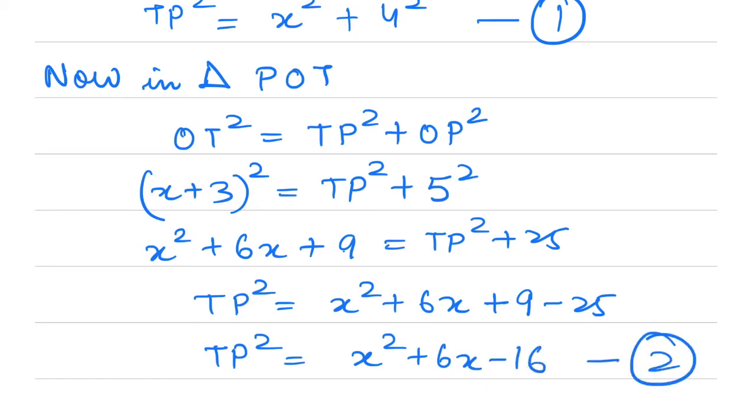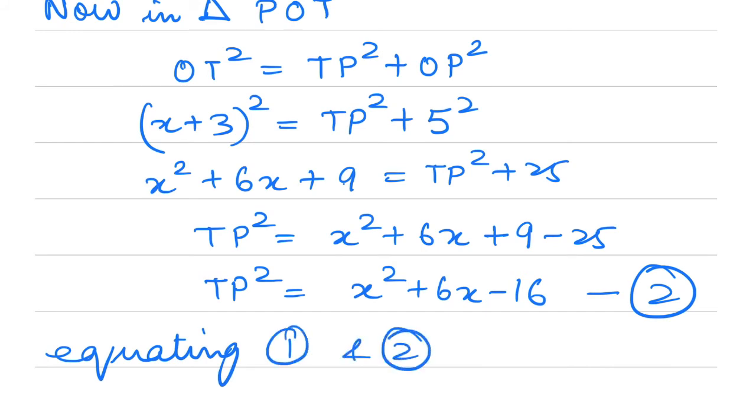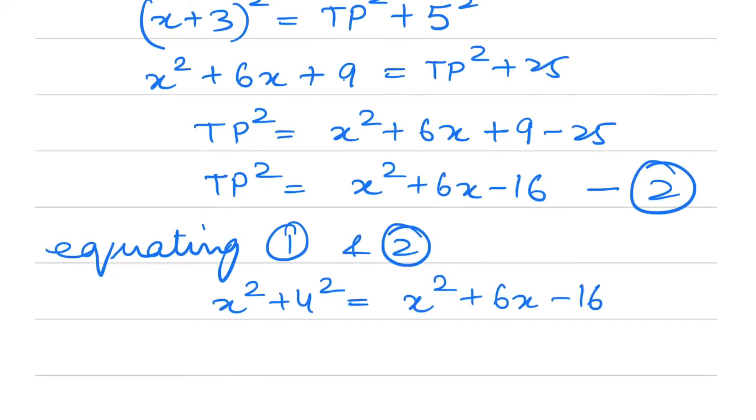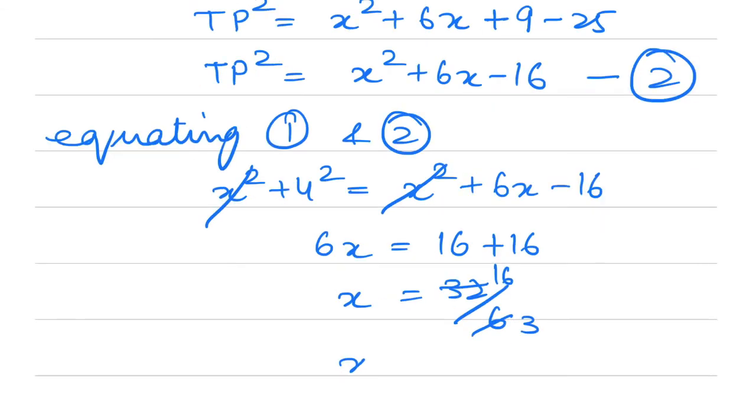Both are equal to TP square. So now we can equate. So equating 1 and 2, we get x square plus 4 square is equal to x square plus 6x minus 16. x square gets cancelled. 6x is equal to 16 plus 16. So x is equal to 32 by 6, or 16 by 3. x is equal to 16 by 3.